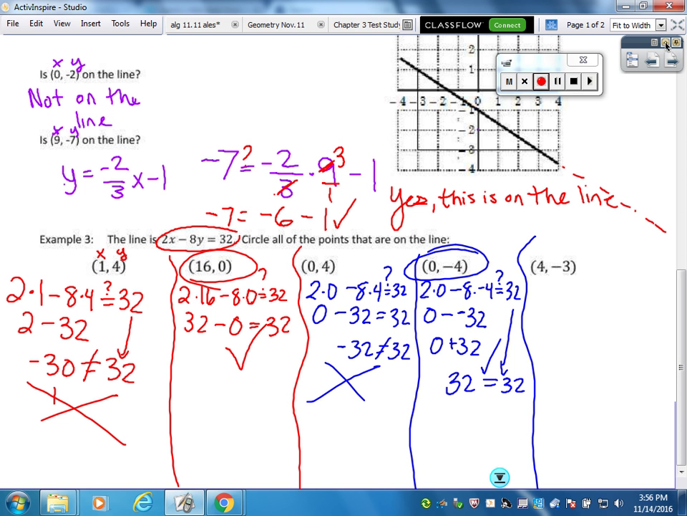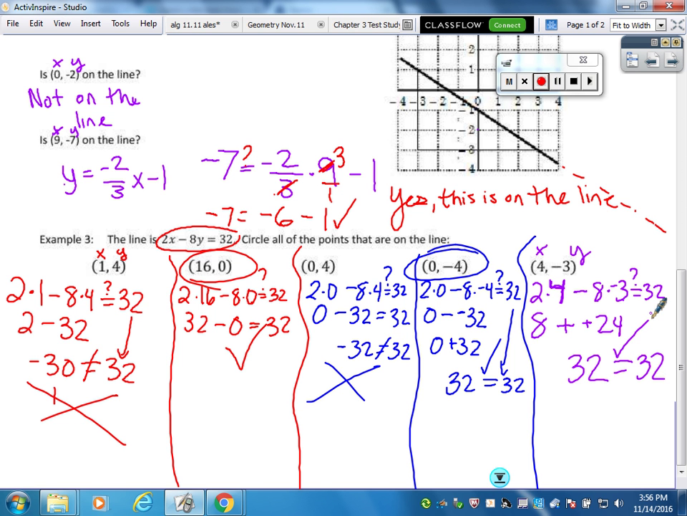All right, last one. Let's try it out. We've got an x, we've got a y. So I've got 2 times my x, which is 4, and then minus 8 times my y, which is negative 3. And is that equal to 32? So 2 times 4 is 8, minus 8 times negative 3 is negative 24. And that cancels out again to a positive 32, which is exactly what we were looking for. So 3 solutions there, 16, 0, 0, negative 4, and 4, negative 3. So all of those are along the line that we saw there.